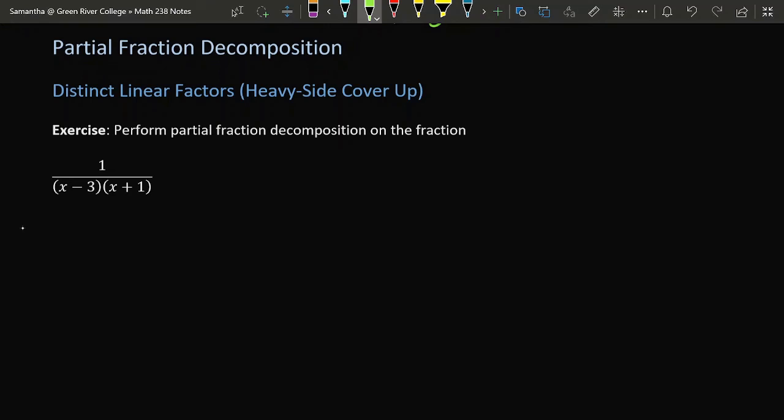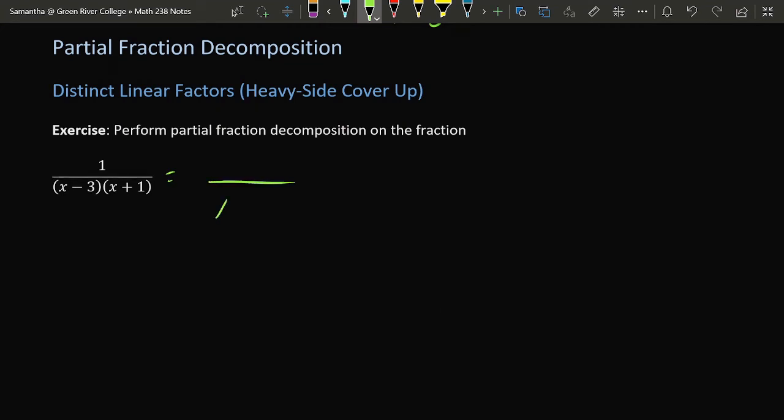In the first case, we're going to consider what we should do when we're decomposing something whose denominator has distinct linear factors. For example, here we have the factor x minus 3 and x plus 1, both of which are linear, and neither of which is repeated. They are both different factors from one another. In this specific case, where all the factors in the denominator of the expression that you're trying to decompose are distinct and linear, you can use a special shortcut method called the Heaviside cover-up method.